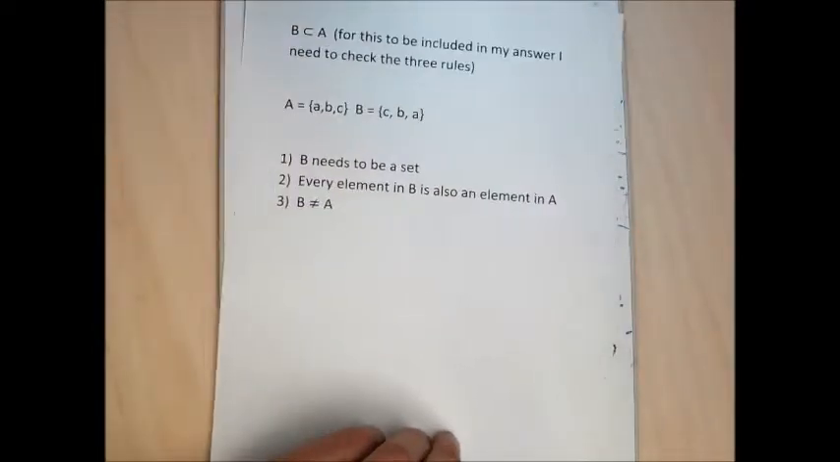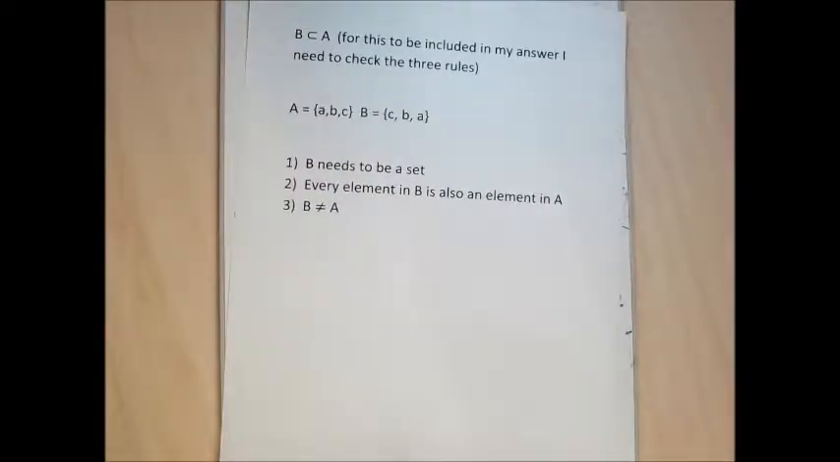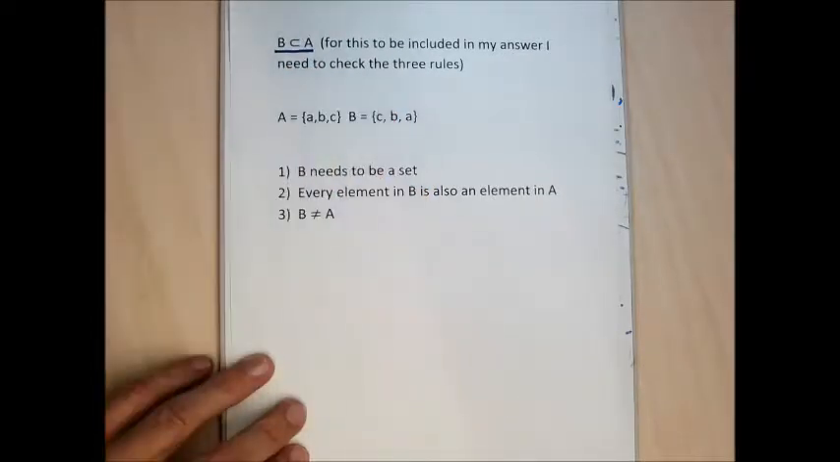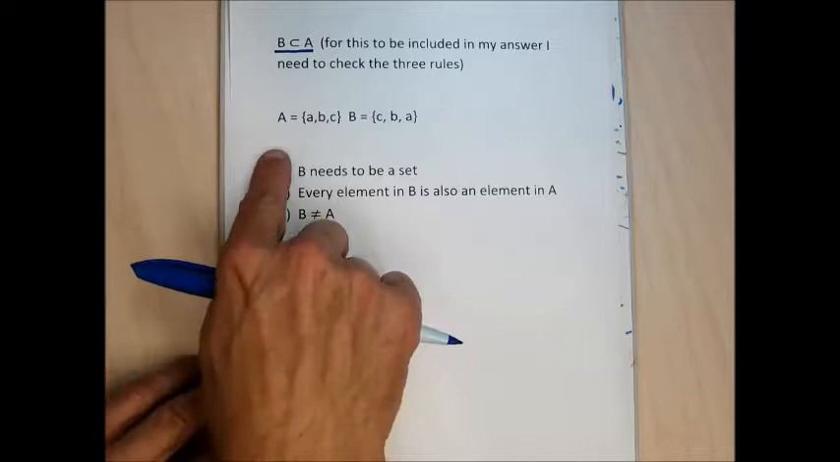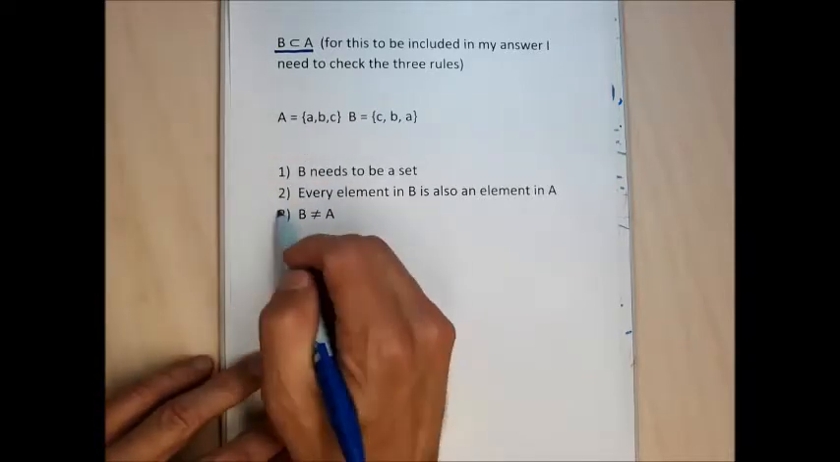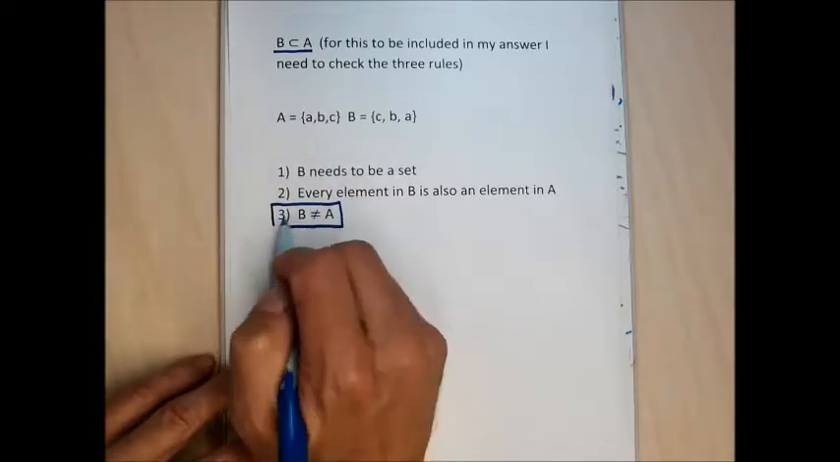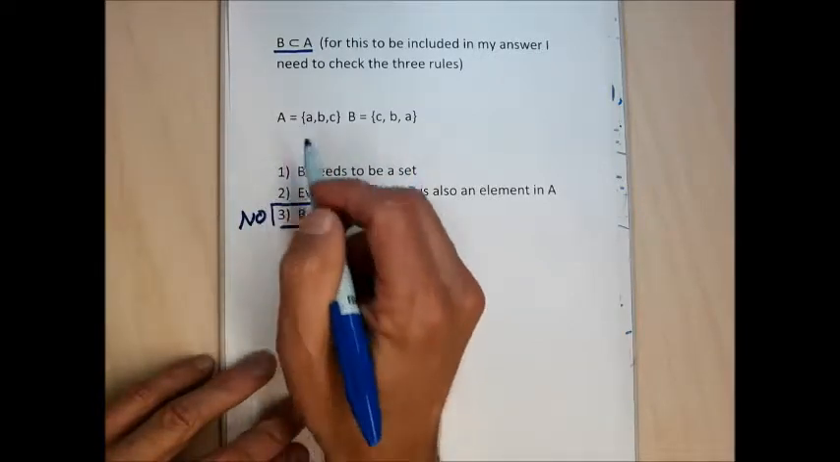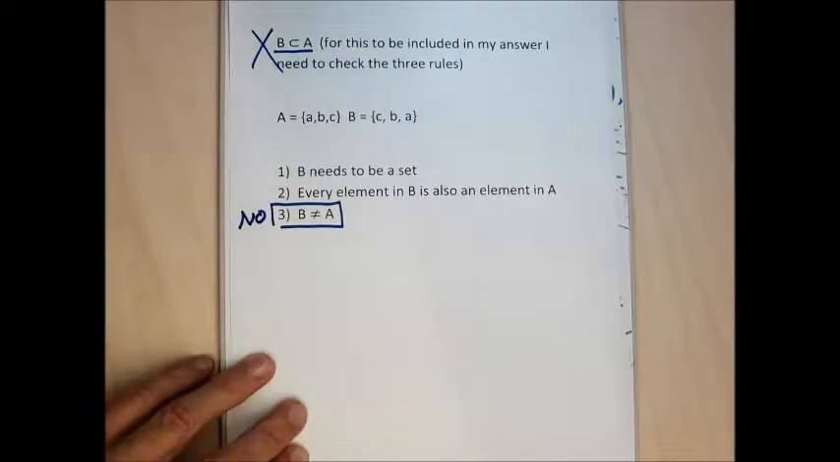Last thing that I need to check before I call myself done with this problem is to see if B is a proper subset of A. For B to be a proper subset of A, there's three rules, and the last rule says that those sets can't be equal, but these sets are equal, so the third rule is going to be violated, and that's not going to be part of my answer.